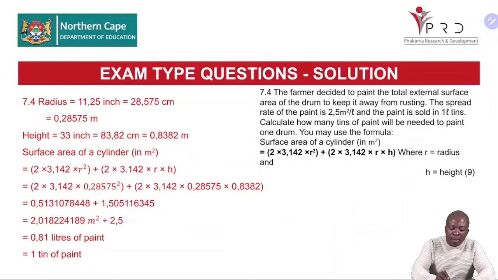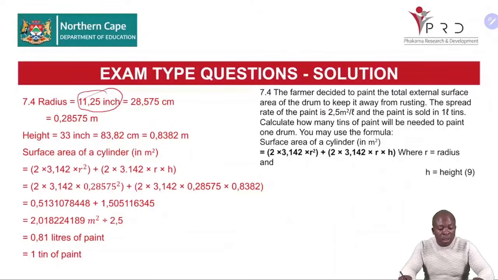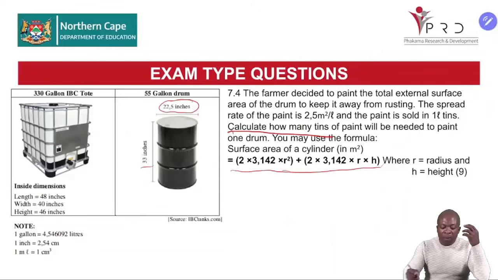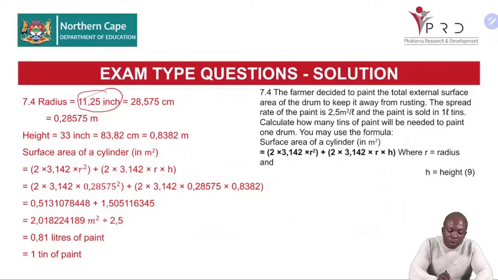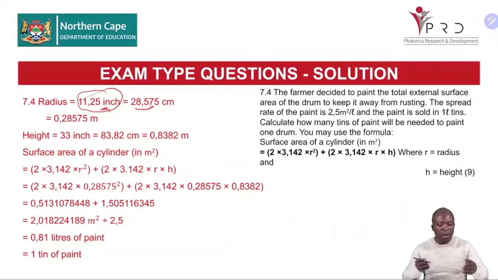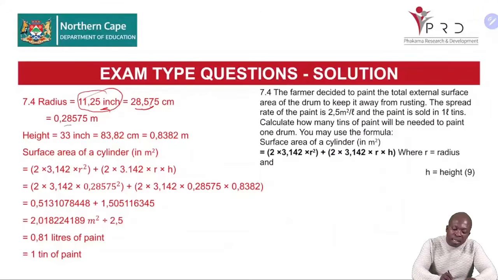First thing, we are going to get 11.25. You'll be saying, sir, where did we get it? Remember, our diameter was 22.5. So I've divided it by 2. That's why you see me getting the radius of what? 11.25. Then, because it is in inches, I convert it to centimeters. So now we have the radius in what? Centimeters.